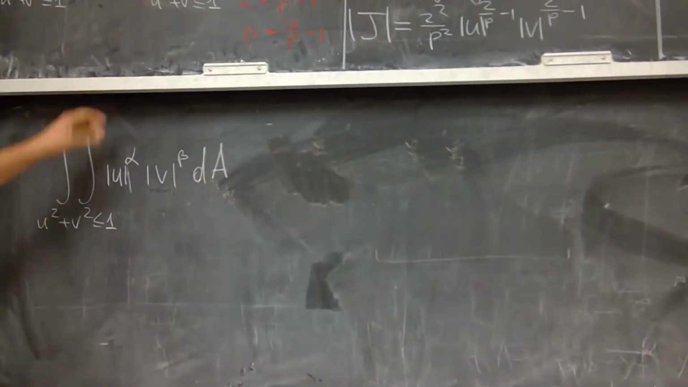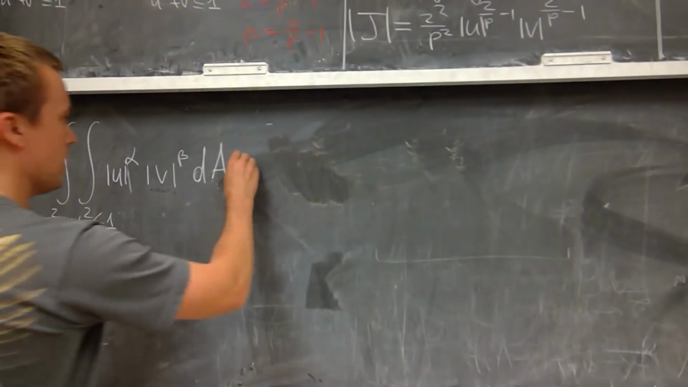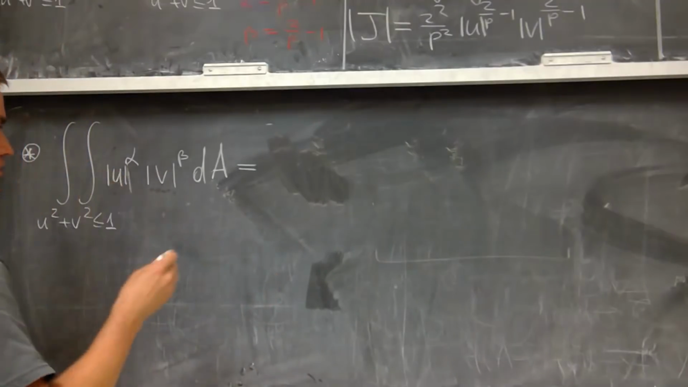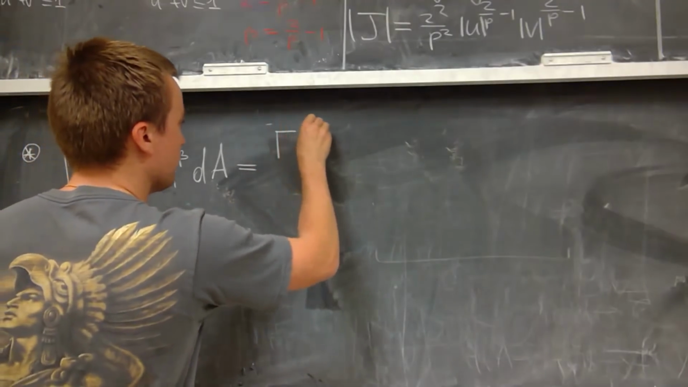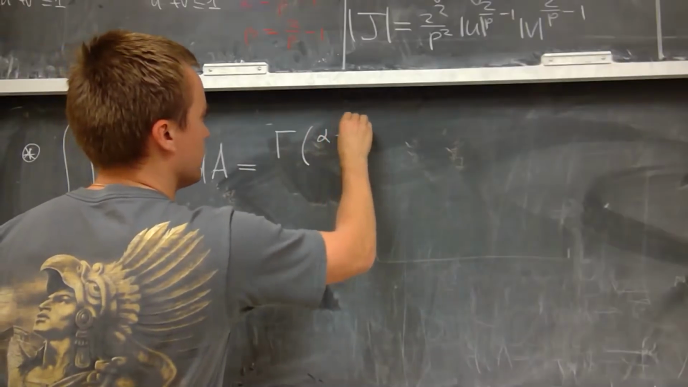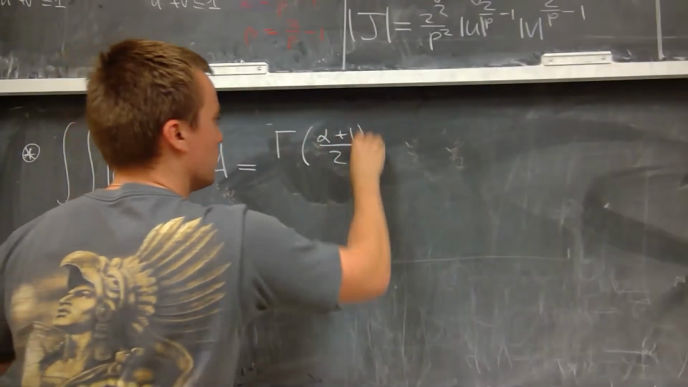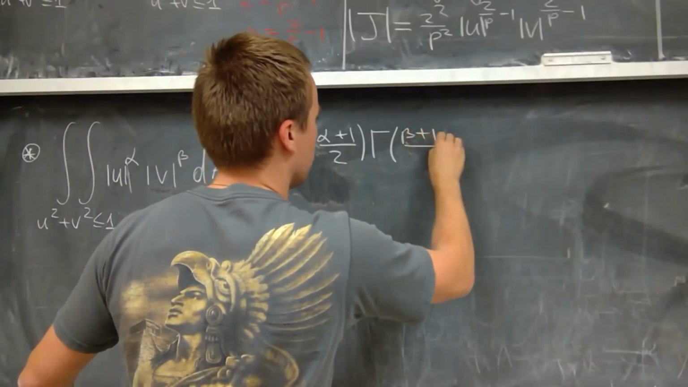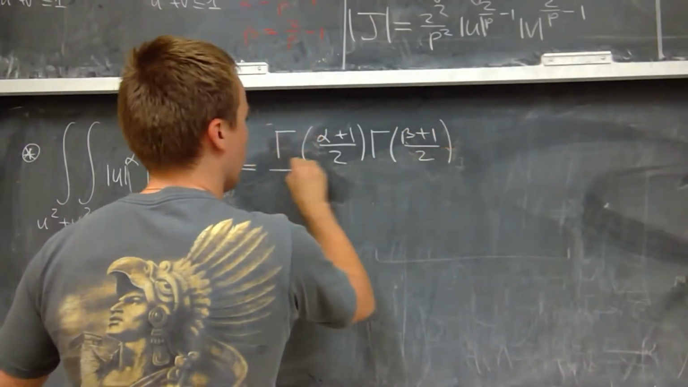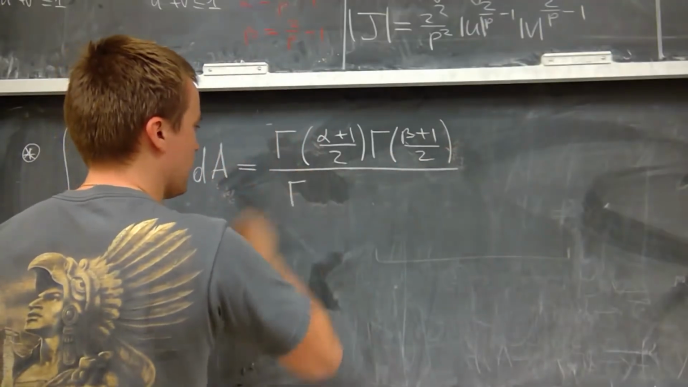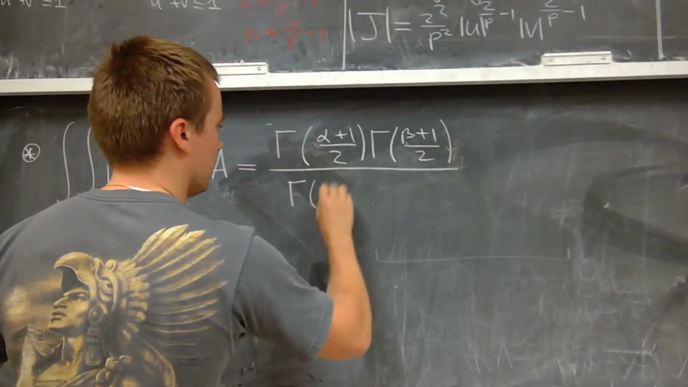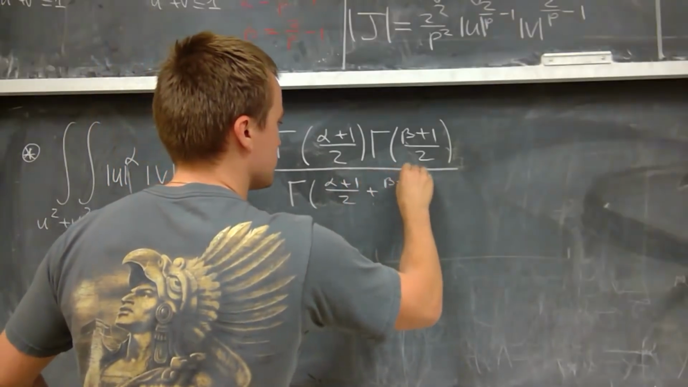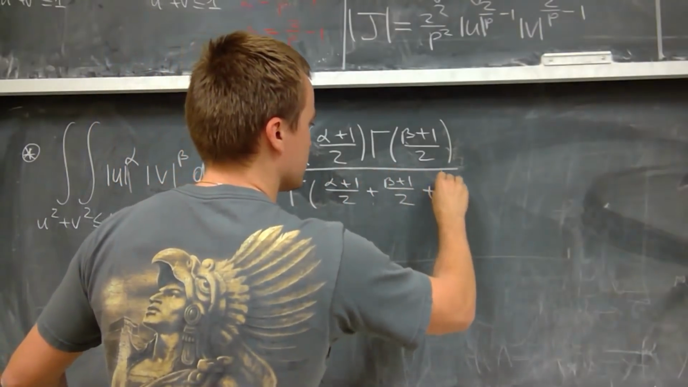And over here, I want to compute this integral. And my claim is that this integral is actually equal to, and this fact is really cool, the gamma function of alpha plus 1 over 2 times the gamma function of beta plus 1 over 2, over the gamma function of alpha plus 1 over 2 plus beta plus 1 over 2 plus 1.